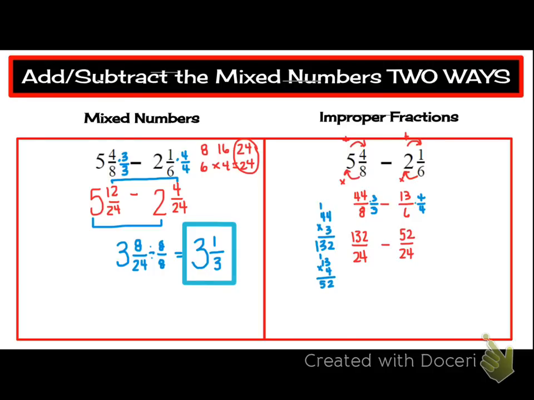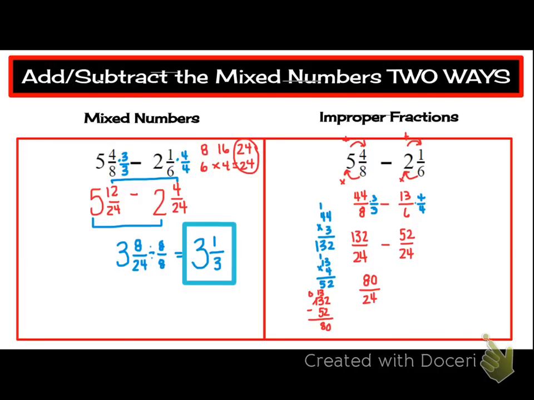Now I have numbers that I can subtract. It's 132 minus 54. You really should show your work for everything you're doing so we don't make silly mistakes. So 132 minus 52, I actually think I said 54. So 2 minus 2 is 0. I have to borrow. 13 minus 5 is 8. So my fraction is 80 over 24.